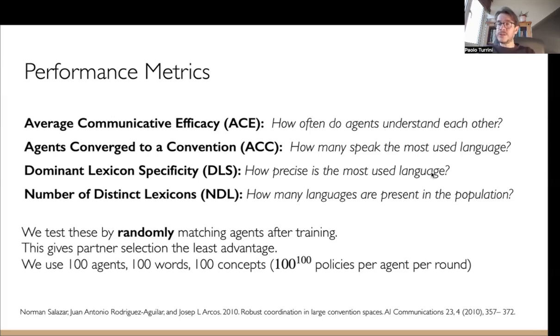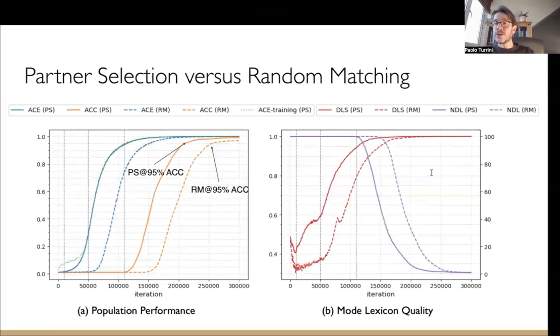What we do is to train the agents with random matching or partner selection, and then, after training, randomly pairing agents. This gives partner selection the least advantage because we could pick agents that may not have met during training at all. So we use 100 agents, 100 words, 100 concepts with a large state space already. Across all the metrics, partner selection outperforms random matching.